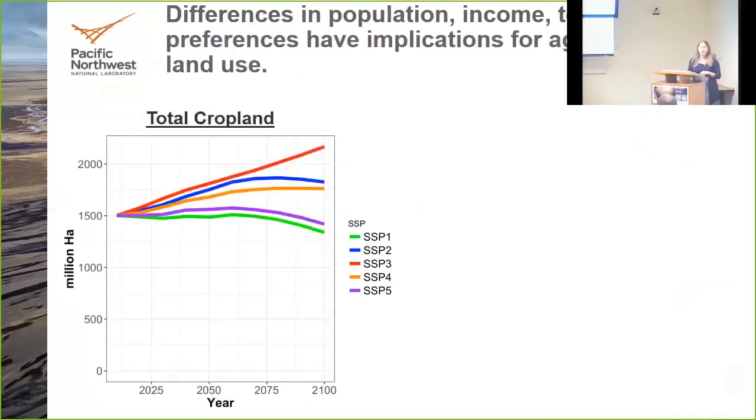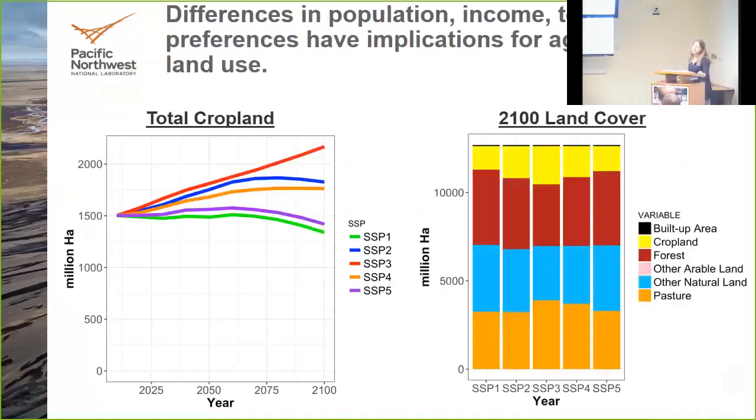These storylines also affect land use, and that's something else that's being quantified within GCAM. Here, population tends to be a stronger factor. The worlds with higher population use more cropland because you have to feed more people, you need more land area. And it also has implications for other land cover. This is showing global land cover at the end of the century. The red is forest, the yellow is cropland. So the higher your cropland is, the less forest you have.